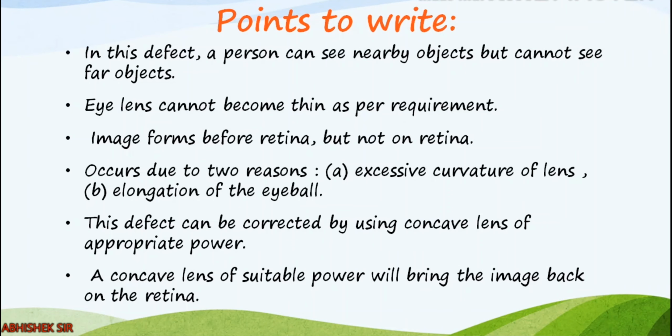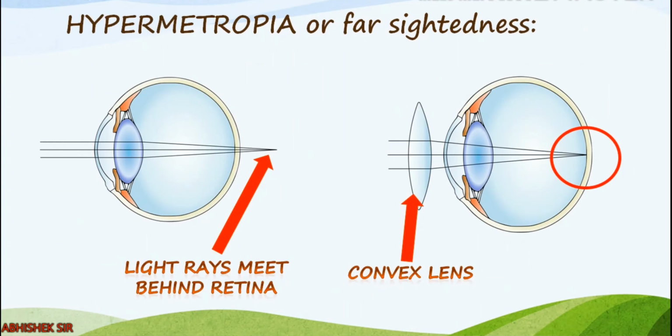Now this defect can be corrected by using a concave lens of appropriate power. A concave lens of suitable power will bring the image back on the retina. So that's how myopia will be cured. Clear? Moving on to the next defect, that is hypermetropia or farsightedness.